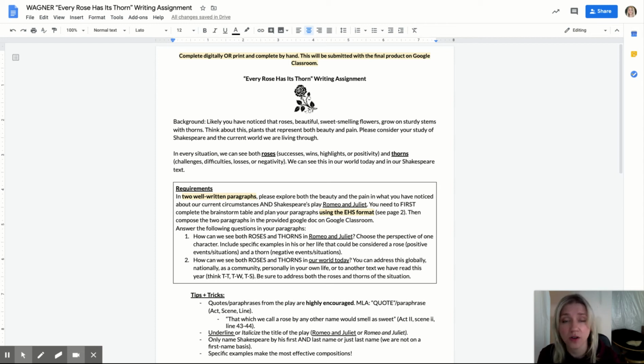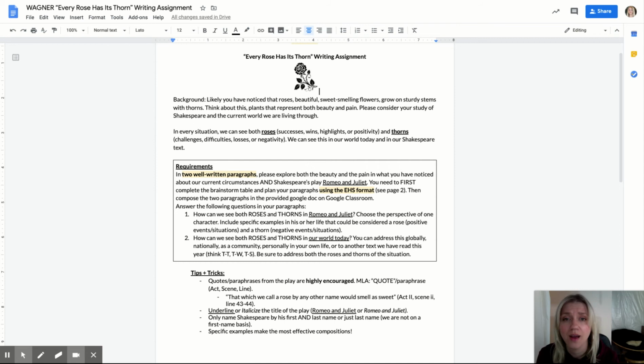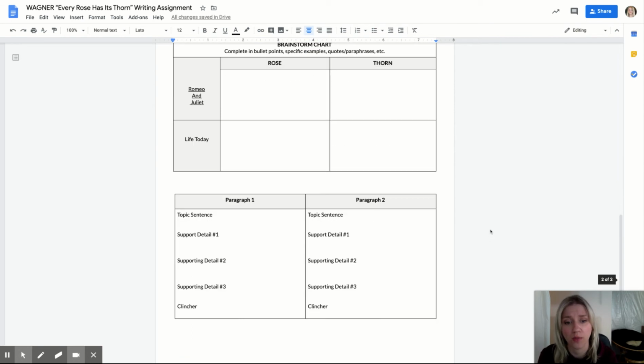So what I'm asking you guys to do is to write 2 well-written paragraphs. Paragraph 1, how do we see roses and thorns in Romeo and Juliet? And then paragraph 2, how do we see roses and thorns in our world today? Which you can connect to the world, but you can also connect to other texts we've read, to your personal life. That's also acceptable. So those are going to be our 2 paragraphs in the Elkhorn model for the paragraphs.